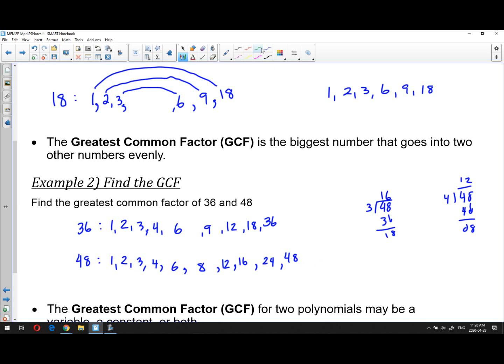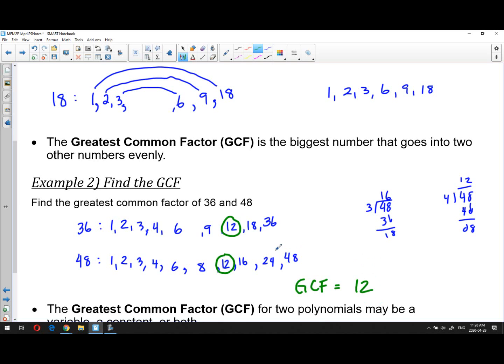Now you'll notice there are common factors here. 1 is a common factor, 2 is a common factor, 3, 4, 6 are all common factors. 12 is, and that's it. Now the greatest common factor here would be the number 12. The factor that is the largest factor that's the same in both groups.